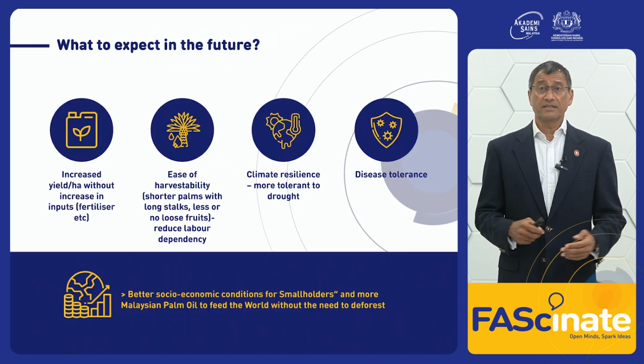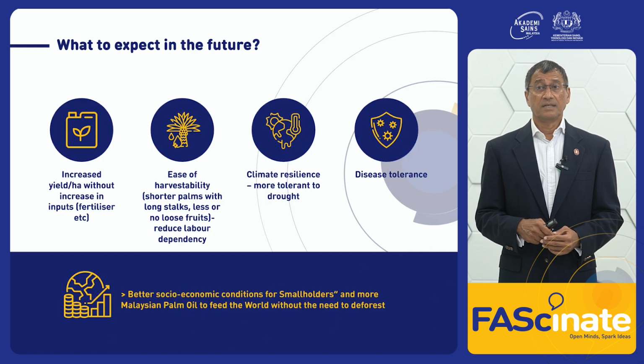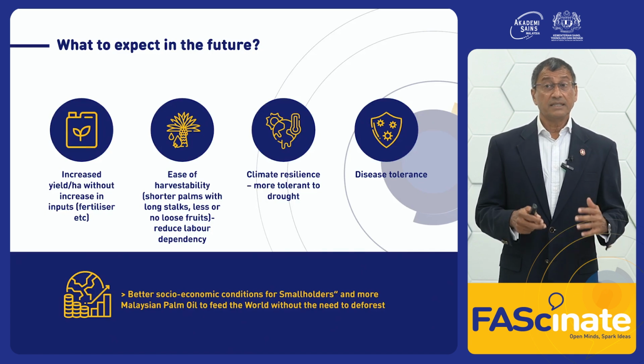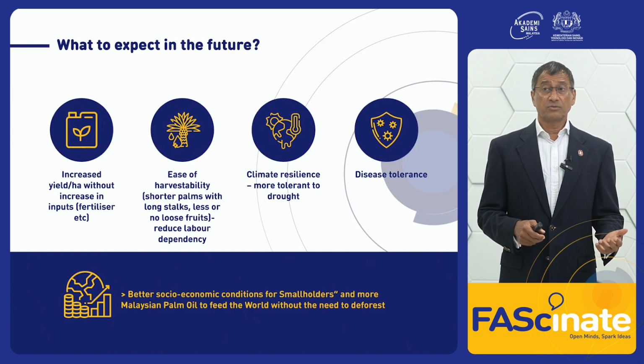So what to expect in the future? Definitely we're going to go for increased yields, ease of harvestability, meaning making palms shorter and easier to harvest, climate resilience, that means more tolerance to drought, and of course disease tolerance.